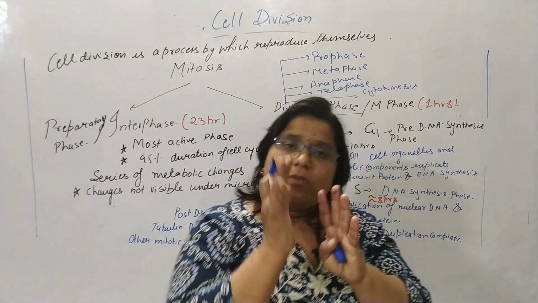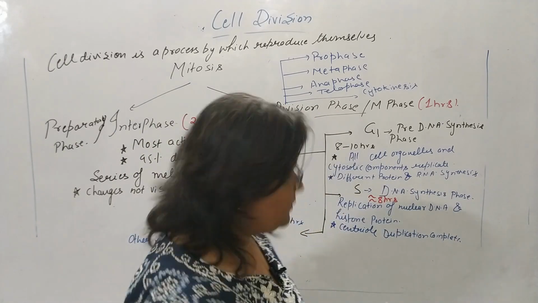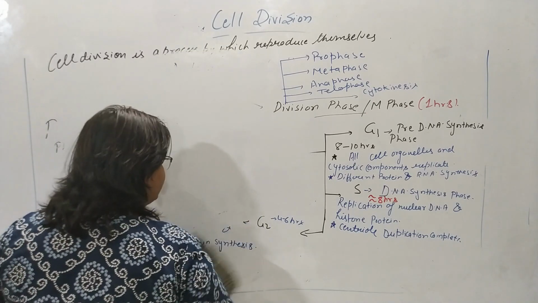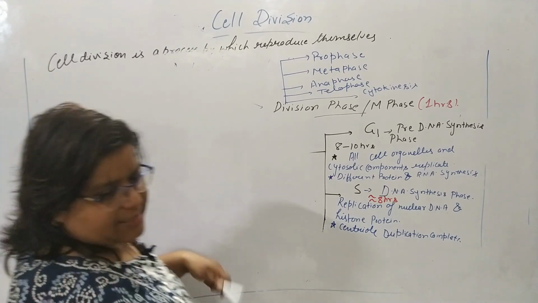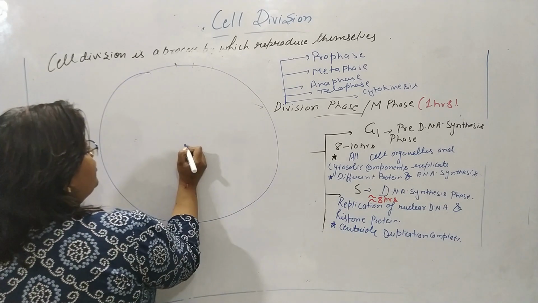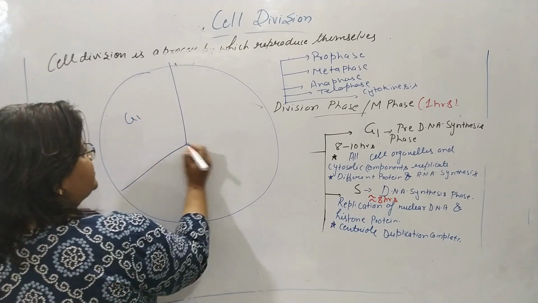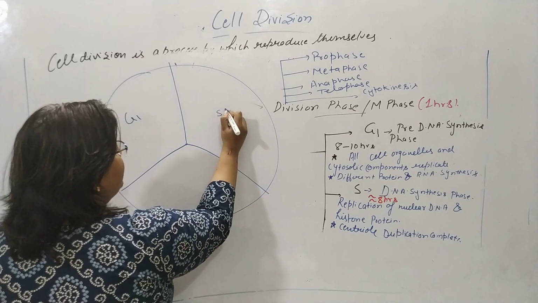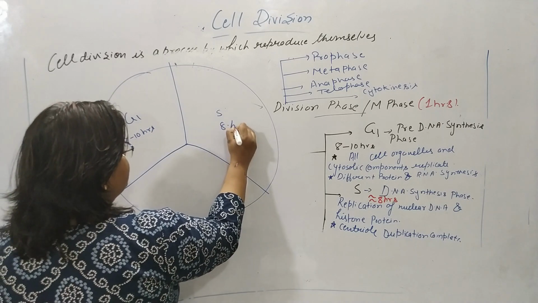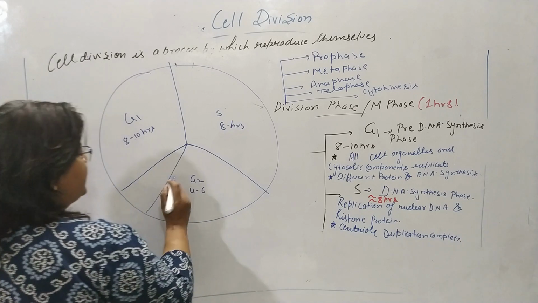So here, if I draw a circle diagram, a pie chart, which is representing data in a circular form, like that for the cell cycle. Here G1 phase, 8 to 10 hours, this is the S phase, 8 hours, and G2, that is 4 to 6 hours.